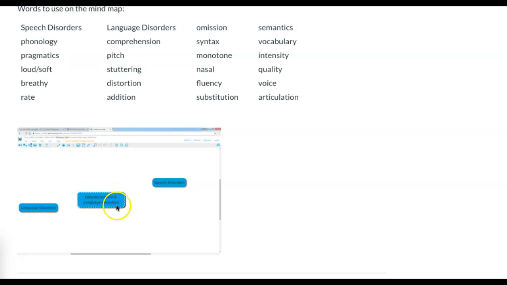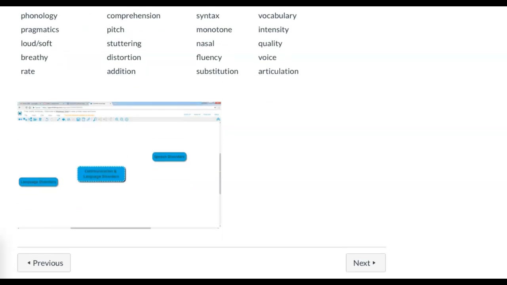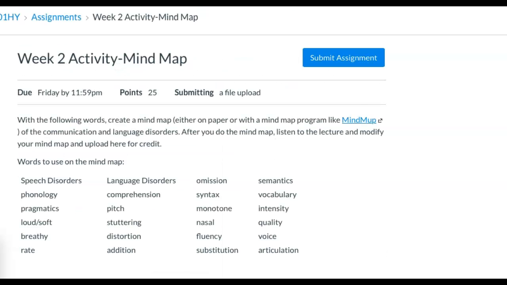So communication language disorders, and they break off into language and speech. So like here's speech disorders, I put it right here. Here's language disorders, I put it right there. Then where's phonology? Is that a speech disorder or a language disorder? And what you do is, before watching the lecture material, you go in and try it out. Then you watch the lecture material and then you make a mind map, take a screenshot of it. You can download a PDF and then you'll submit the assignment for that.